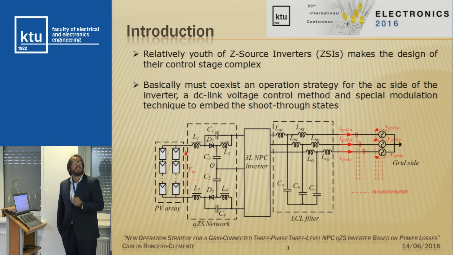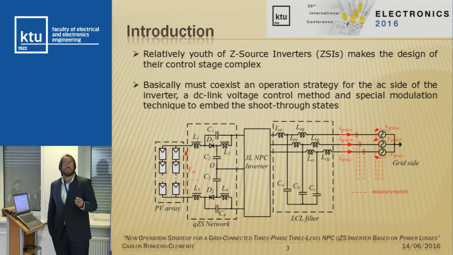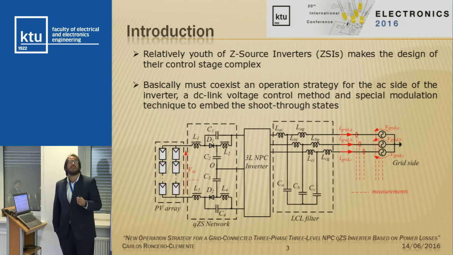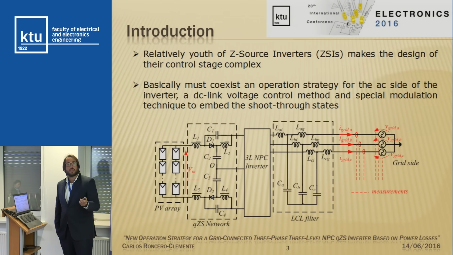The main problem is that the relative youth of the impedance source inverter makes the design of its controller complex, because we can see here how complex the input stage is, where many poles are present. In a grid-connected converter, there must coexist an operational strategy for the AC side, the synchronization of the inverter, a DC-link voltage control method, and special modulation techniques for this particular family of inverters in order to embed the shoot-through state into the normal ones.